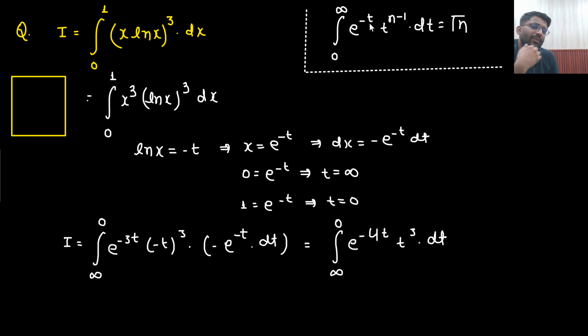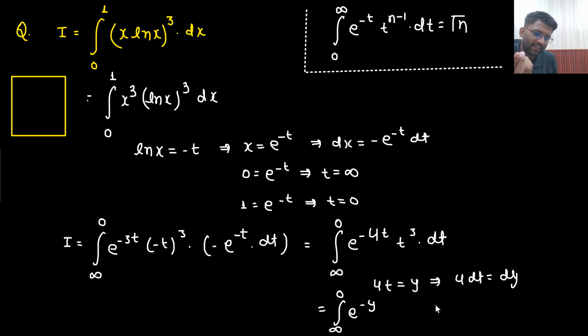But sir, in this formula you have taught us e to the power minus t, but here it is 4t. So assume something else: assume 4t equals y. So 4 dt will be equal to dy. Right? So the limits will be the same, no? If t is tending to infinity, then y will also tend to infinity. If t is tending to 0, then y will also be 0.